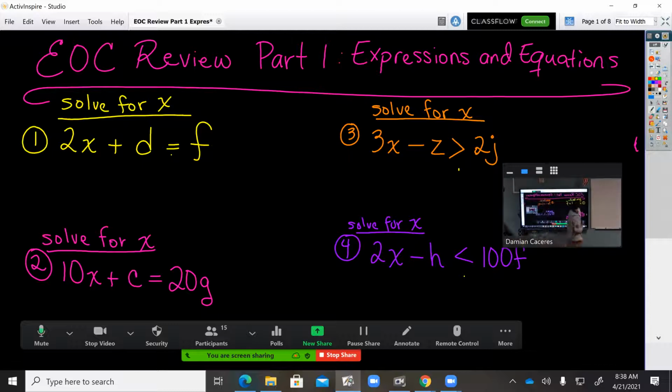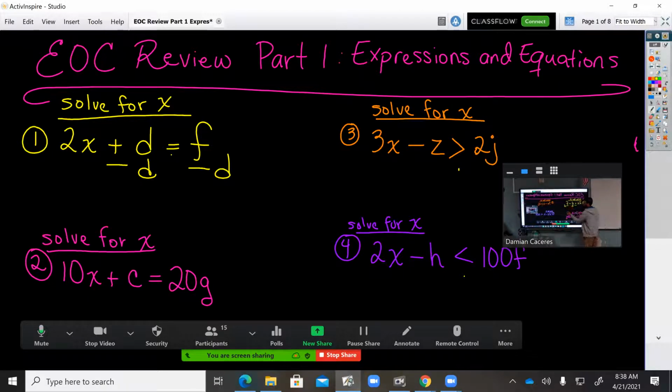So on number one over here, it says we're solving for x. So the first thing you do is avoid x and get rid of the other term that's on the same side as x. So if we avoid x, that shows us we need to get rid of plus d. Opposite of plus d is minus d. Whatever you do to one side, you do to the other. Now, this is why I say it's easy.